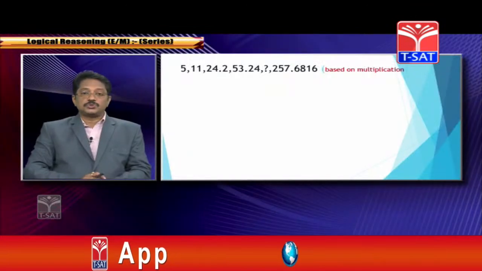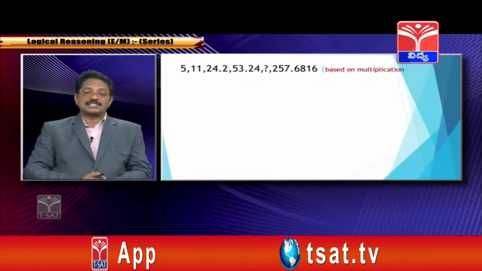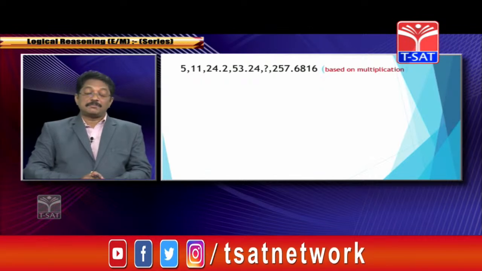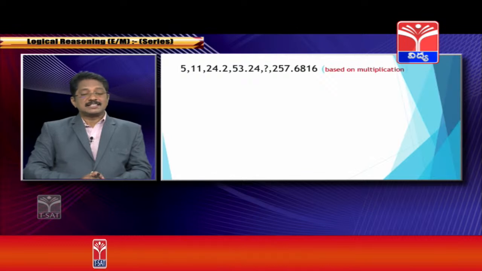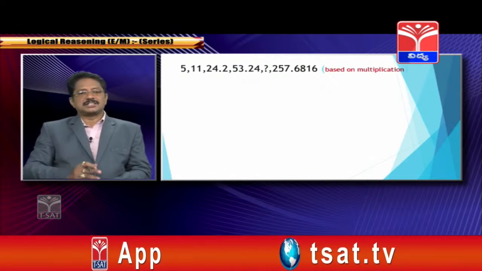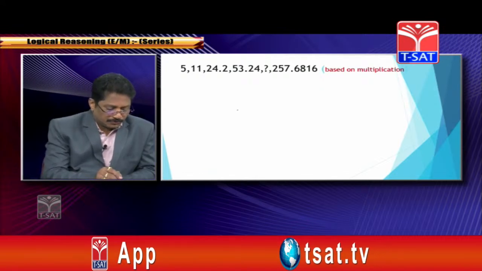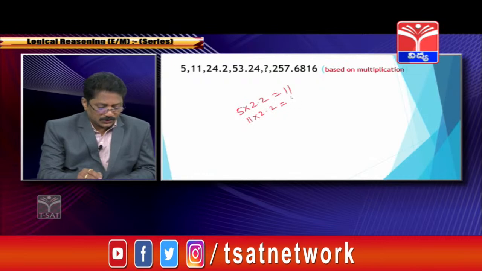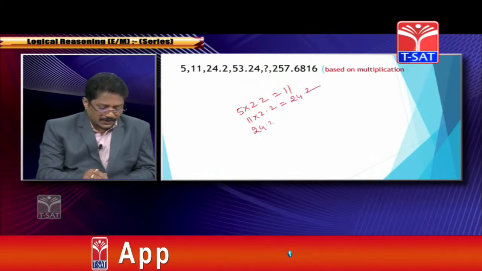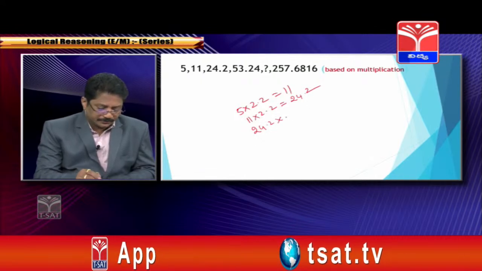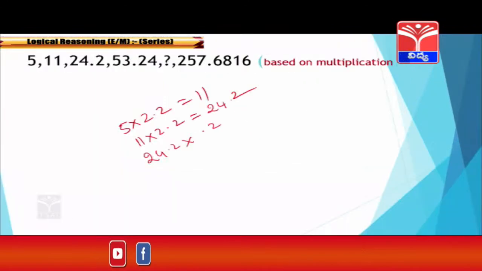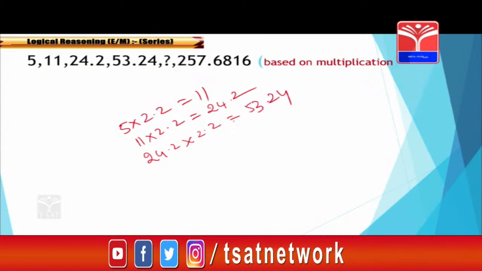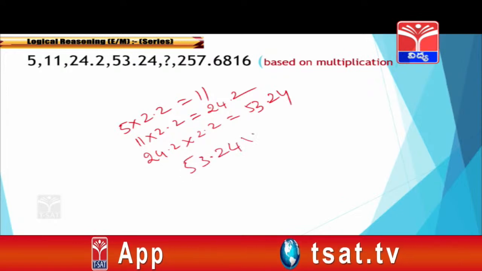5, 11, 24, 53.24, 257.6816. So means here the question was given as a multiplication. Maybe you feel that it's easy, but first 11 and 5, most of you tried subtraction or addition. So 5 into 2.2 is 11. 11 into 2.2 is 24.2, and 24.2 into 2.2 is 53.24. So now you have to calculate 53.24 multiplied with 2.2.